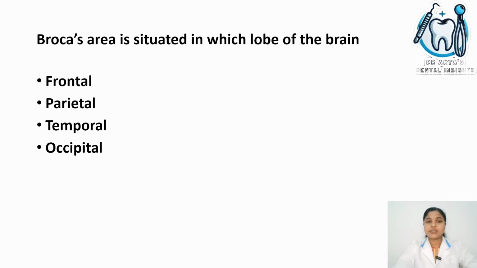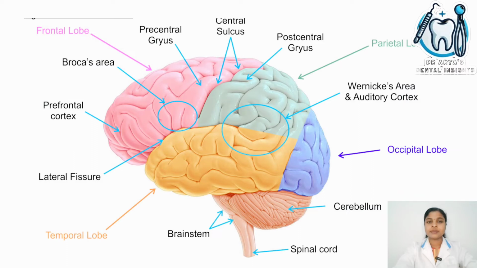Broca's area is situated in which lobe of the brain? Is it frontal, parietal, temporal or occipital? So what is Broca's area and where is it situated? This is the brain, and this is the frontal lobe. How many lobes are there? There are 4 lobes. This is the frontal lobe, this is the parietal lobe, this is the occipital lobe, and this is the temporal lobe. Okay. So here this is Broca's area. In which lobe is it situated? Yeah, it is in the frontal lobe.